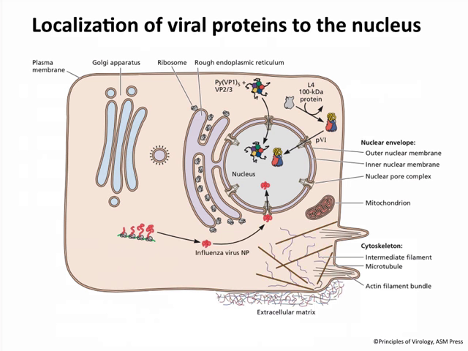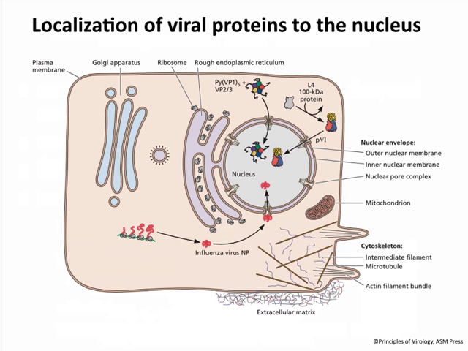So here's an example of import into the nucleus of a number of different viruses. We have influenza virus. The nucleoprotein is being translated in the cytoplasm. This needs to go into the nucleus because it needs to assemble there with the viral RNA that's being made in the nucleus. And that protein, the NP, has a nuclear localization signal on it. And so that brings it through the nuclear pore.